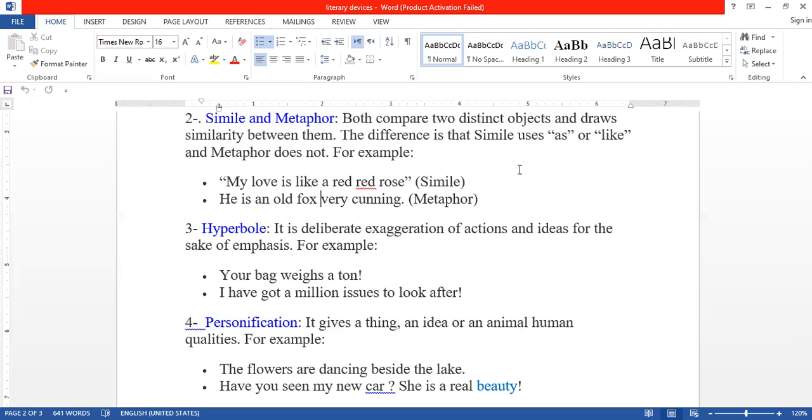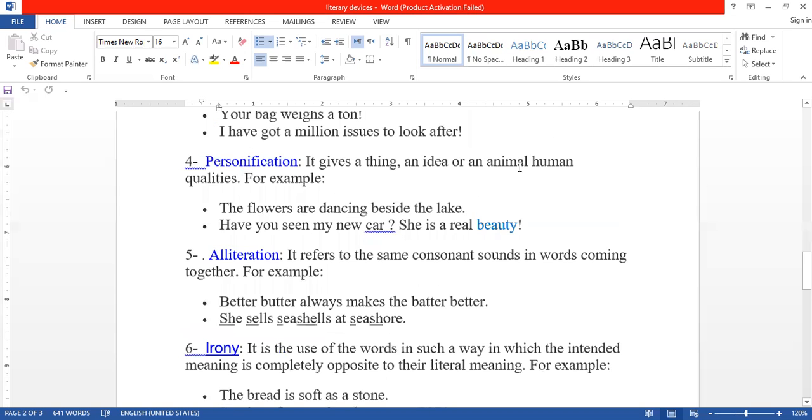I have got a million issues to look after. Indeed, none of us has millions of issues to do. But in order to say that you are busy the whole day, you will say, I have got a million issues to look after. Sorry, I can't go with you. I can't talk with you now. All right? That's the meaning of hyperbole. Is it clear? Yes, it's clear. Okay, personification now.